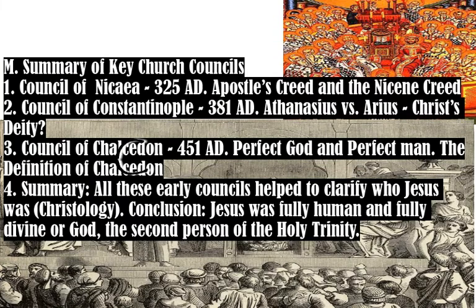Here is a summary of the key church councils. We have the very first Council of Nicaea in 325 AD. They gave us the Apostles' Creed, or the Nicene Creed. Then we have the Council of Constantinople in 381 AD, which called the question of Christ's deity. Athanasius versus Arius. Is Jesus God, or is he just a man? Then we have the Council of Chalcedon in 451, that Jesus is indeed perfect God, yet a perfect man.